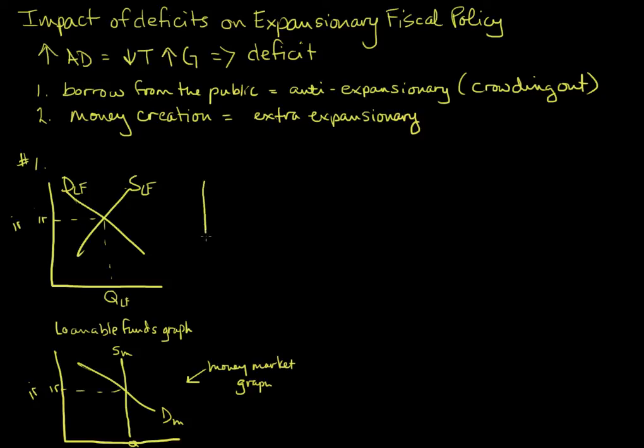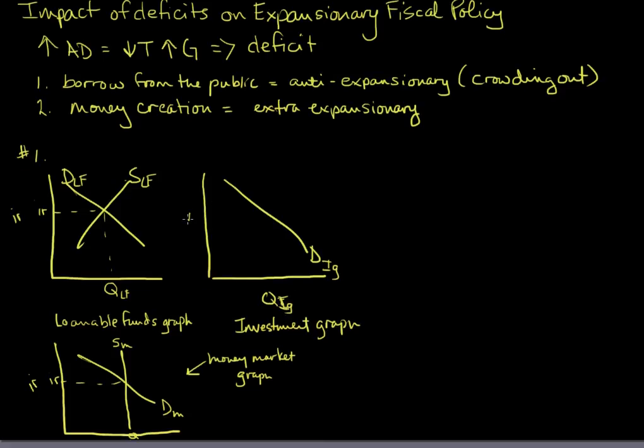So we can use either a loanable funds graph or a money market graph, and then we need an investment graph. And the investment graph, you just have a downward sloping demand curve for investment. Here's the quantity of investment, and the intersection, the supply of interest rates are on this axis. And so at that level of interest rates, here is our level of investment.